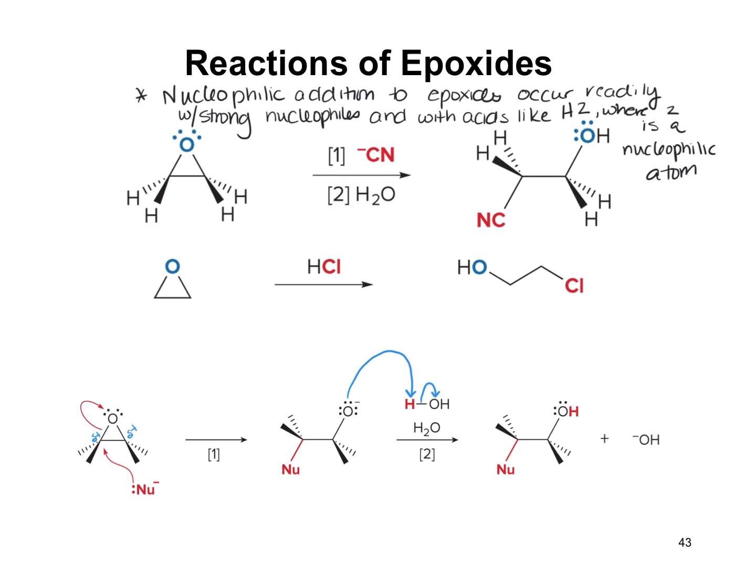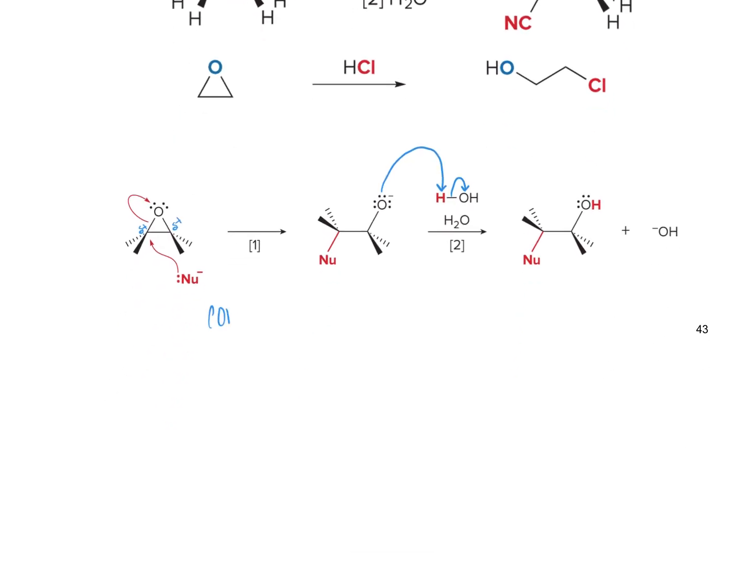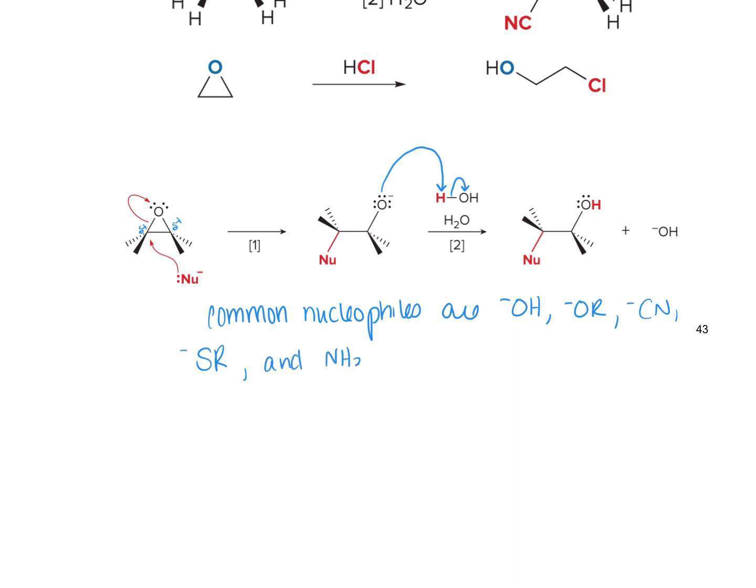So common nucleophiles that you see here are things like OH minus, OR minus, CN minus, thiol SR minus, and NH3. Now, NH3 does not have a negative charge attached to it, but remember, it's got that lone pair on the nitrogen, okay? So let's talk about stereochemistry for just a minute.